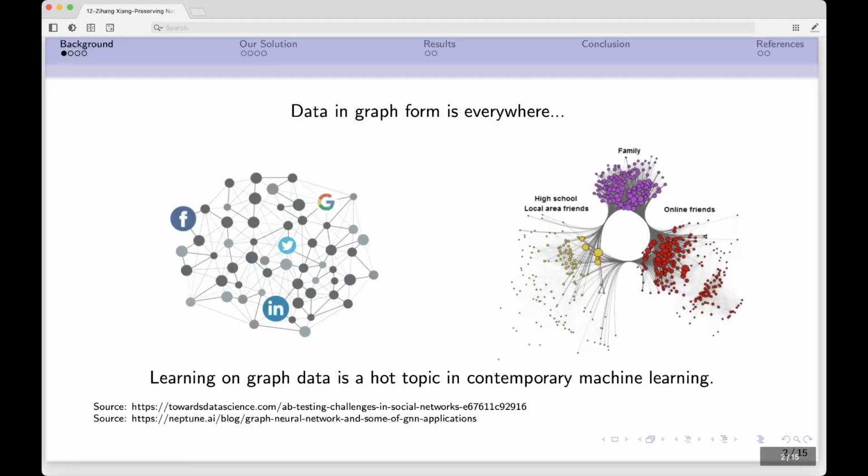Okay, let's have some background first. In our world with exploding data, data in graph form is everywhere. For instance, our social network is a giant graph. And thanks to such a massive amount of data, neural graphs has been a hot topic in the past few years in the machine learning communities. One reason why it has become popular is because the use of graph neural networks, or GNN for short.